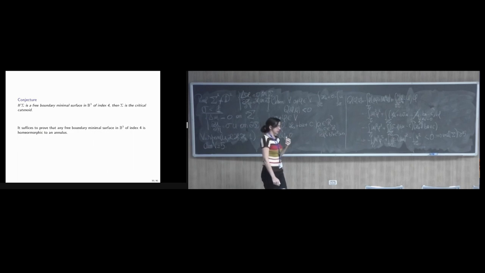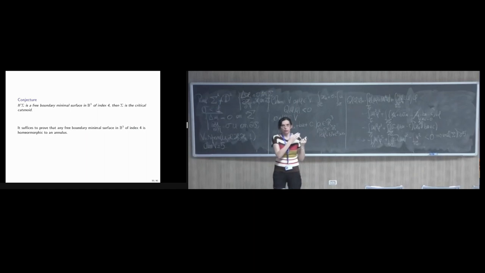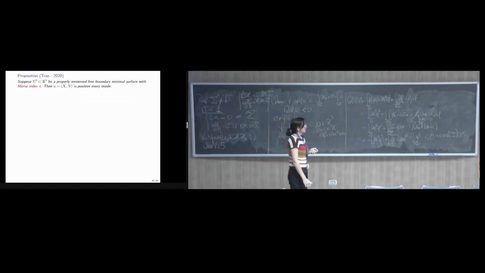What you can say more? So one idea is that it is sufficient to prove that any free boundary minimal surface in the Euclidean ball of dimension 3, with index 4, is homeomorphic to an annulus. If you prove that, and use the previous result that I showed you, you prove, for example, this conjecture. Okay, so let's move on.